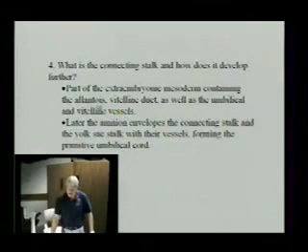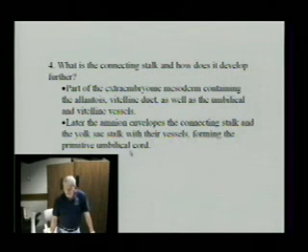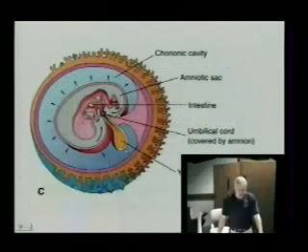So the connecting stalk is part of the extraembryonic mesoderm containing the allantois, the vitelline duct, as well as the umbilical and vitelline vessels. We had seen these, and will continue to follow their development and significance throughout the studies. Later, the amnion envelops the connecting stalk and the yolk sac stalk with their vessels, forming that primitive umbilical cord. And here we see this as it has occurred.